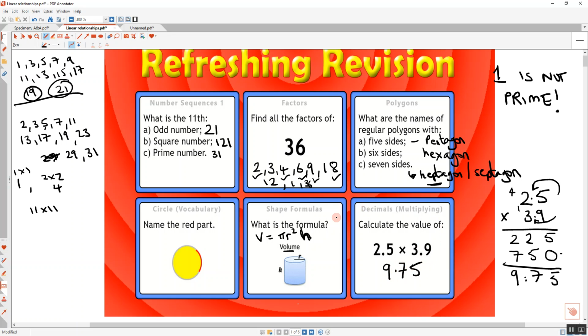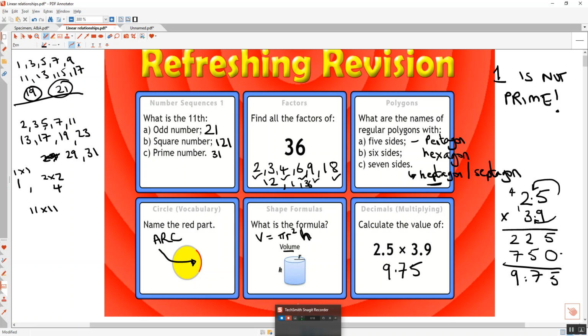9.75. Okay, last question. Name the red part. This is something that you may not know. Okay, what is the name of the red part of this circle? Any ideas? Part of a circumference. It's part of a circumference. That's what we have. It has a special name. If you don't know, that's fine. It is called an arc.